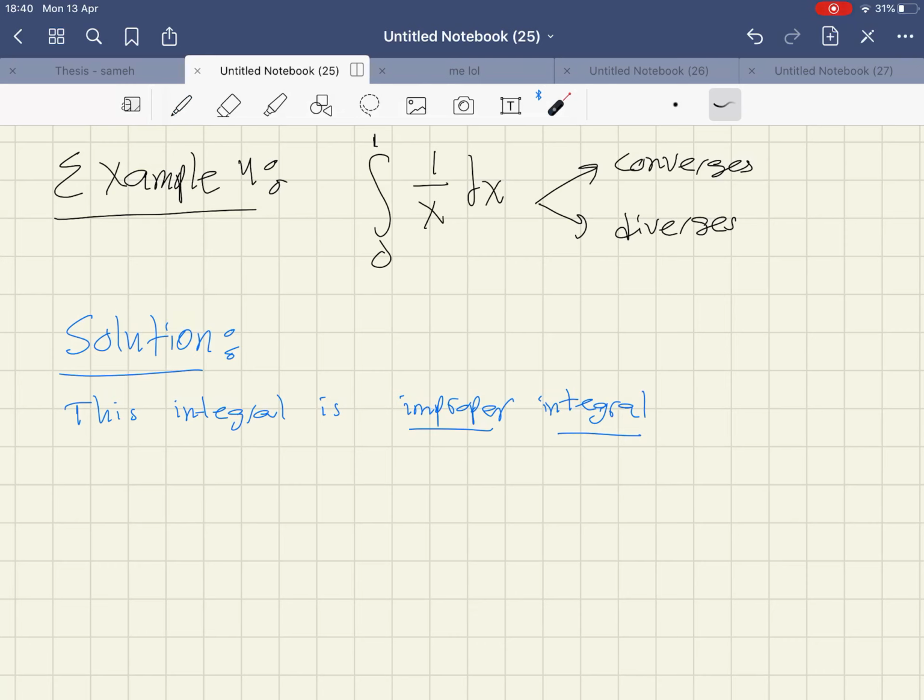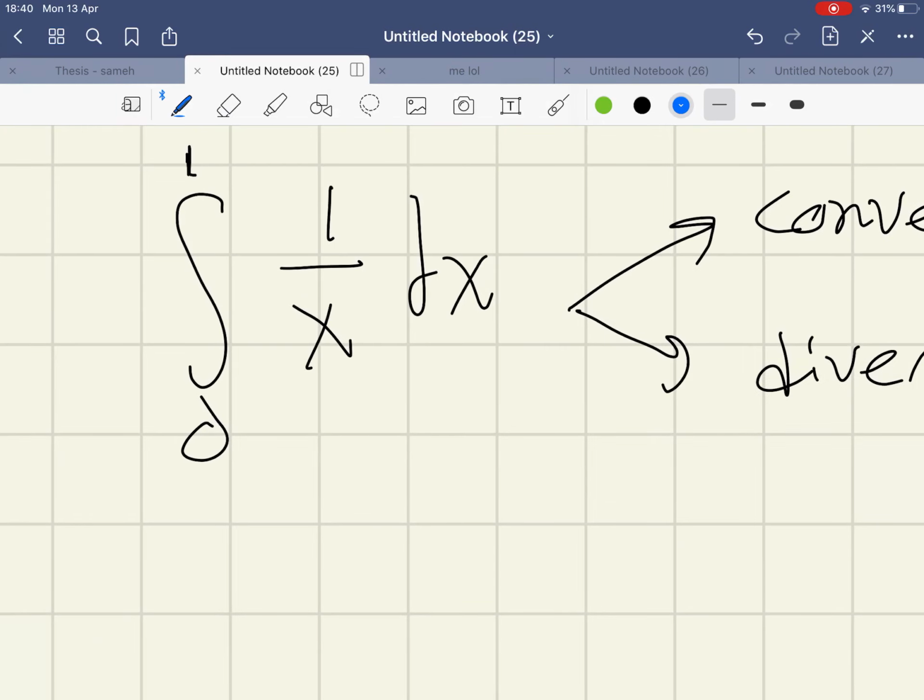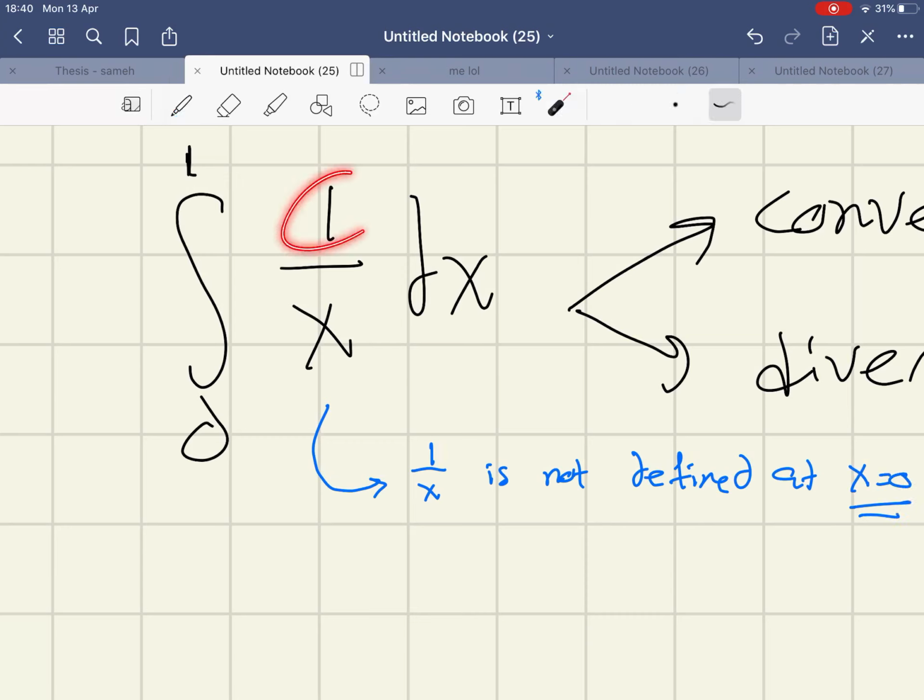Now, look at this function. Where do we have a problem with this function? Where are the points of discontinuity for this function? 1 over x. So if you look at 1 over x, this is not defined at x equal to 0. It's clear, if x is equal to 0, it is 1 over 0, it's a problem. So this function is not defined at 0.